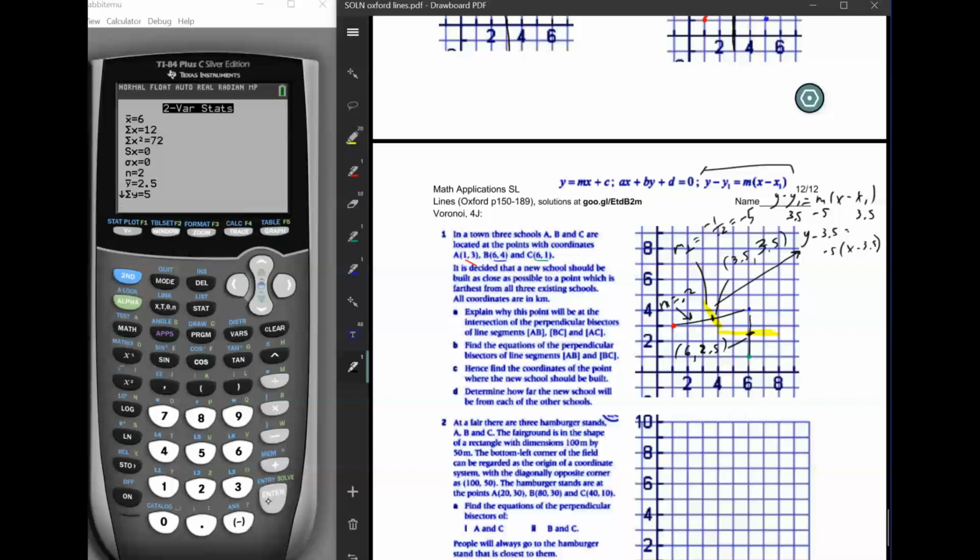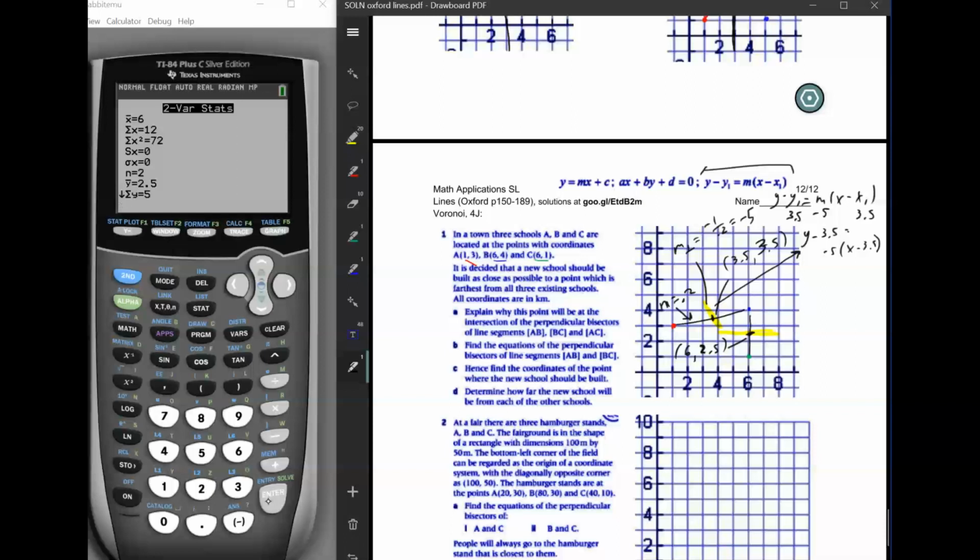Now I'm going to substitute 6 and 2.5 into my point slope form. But before I do that, I need to know what the slope is for this line. When I look at this line, the line between blue and green is totally vertical. So the slope here is infinity. And so that means that the perpendicular would be the horizontal line, which would have a slope of 0.